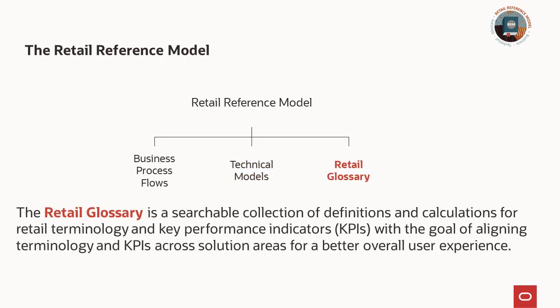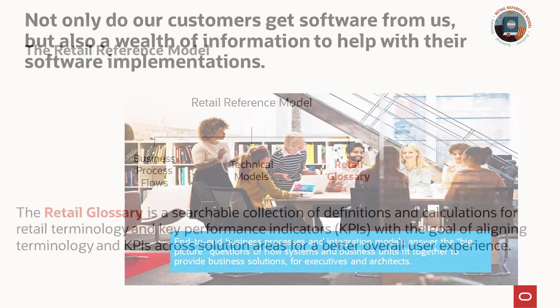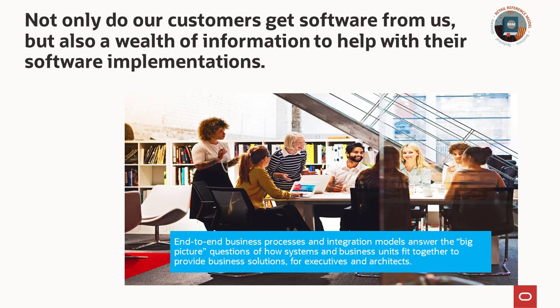The Retail Glossary is a searchable collection of definitions and calculations for retail terminology and key performance indicators, or KPIs, with the goal of aligning terminology and KPIs across solution areas for a better overall user experience. The glossary focuses on commonly used terms within retail implementations. Not only do our customers get software from us, but also a wealth of information to help with software implementations.